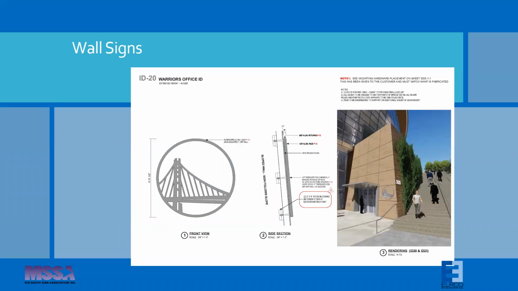This is about as simple as it gets. This is a flush mounted, flat cutout of the Golden State Warriors logo. Super simple. As communicated to us from our client, the main issue here was that this had to be designed to withstand over exuberant fans from trying to take it home with them.